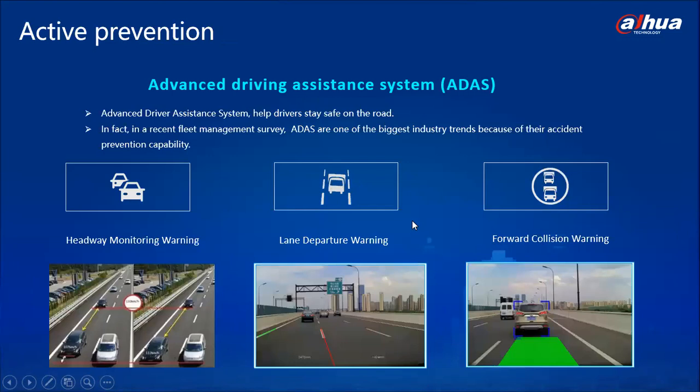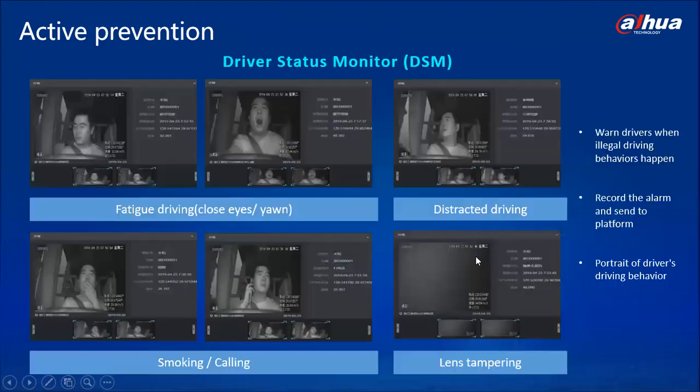So for active prevention, we have talked about ADAS. It's more like a radar to help avoid collisions. In terms of active prevention, we also have the DSM. Still, we talked about this DSM with advanced IVS to detect things like fatigue warning, smoking, distraction, lens tampering, etc.